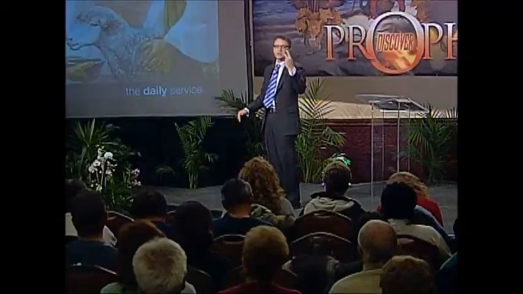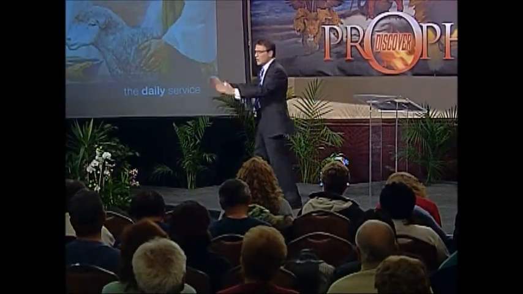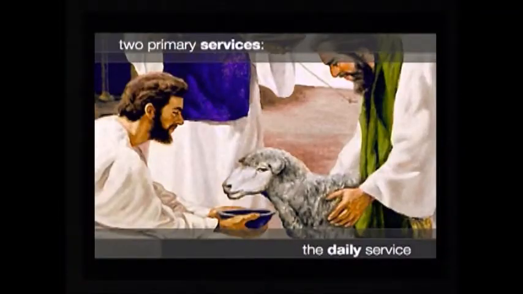Now, in verses 6 and 7, we have a very simple articulation here of basically much of Exodus and much of Leviticus, and that is that there were two primary services, the daily service and the yearly service. Okay? The which service? The daily and the yearly. Now let's just walk through the daily service, okay? We'll make this very simple so that we can all get our fingers wrapped around it.